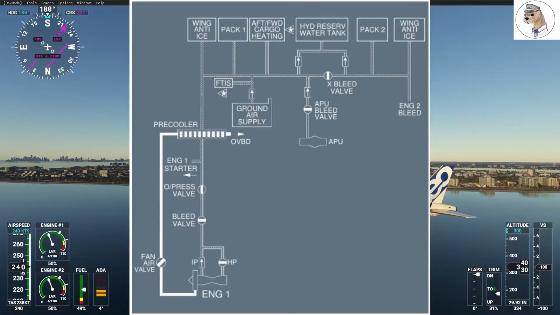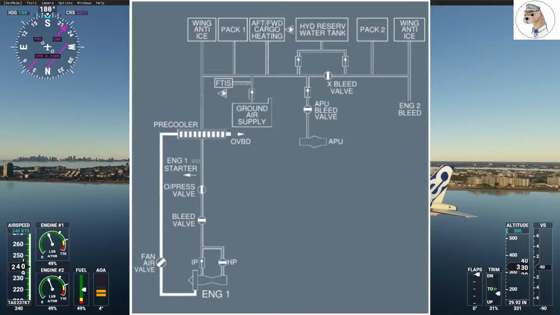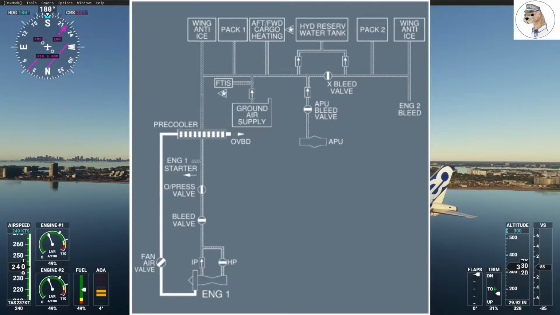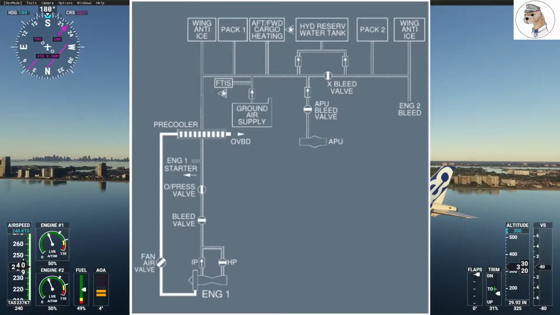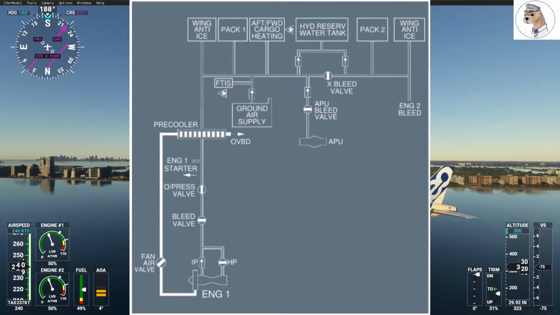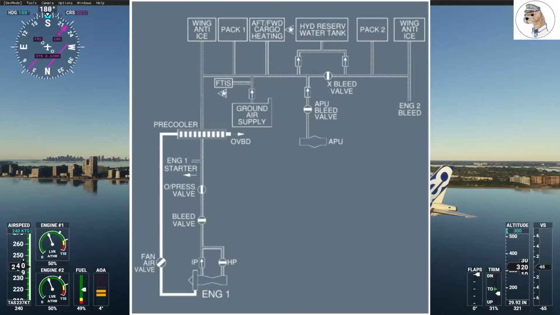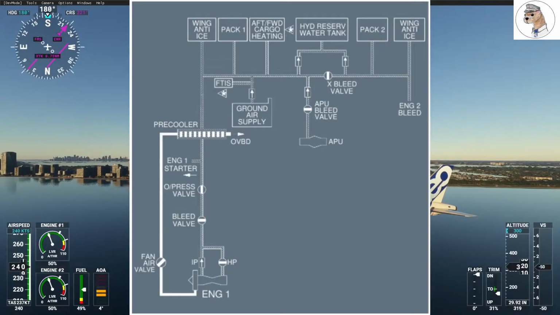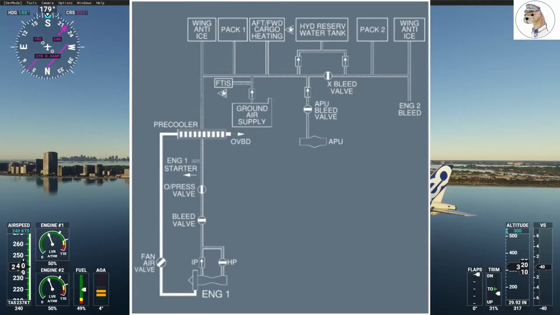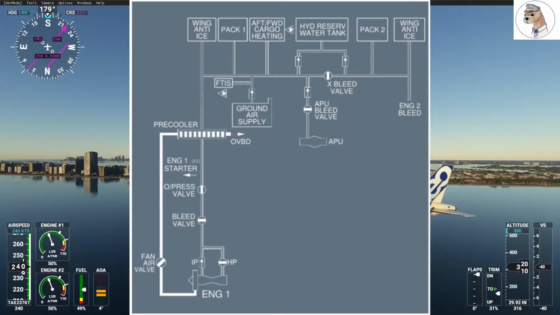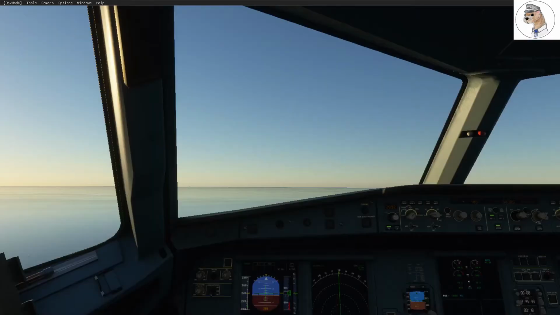A bleed monitoring computer will control and monitor this system, and in the event that one of these computers fails, the other can take over, although at a reduced capacity. These computers also supply the ECAM and the CFDS in the event of something going awry.